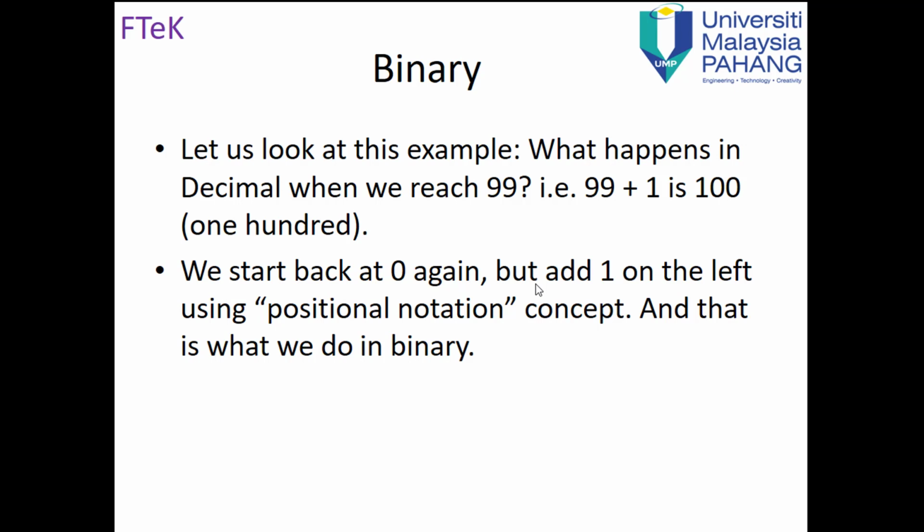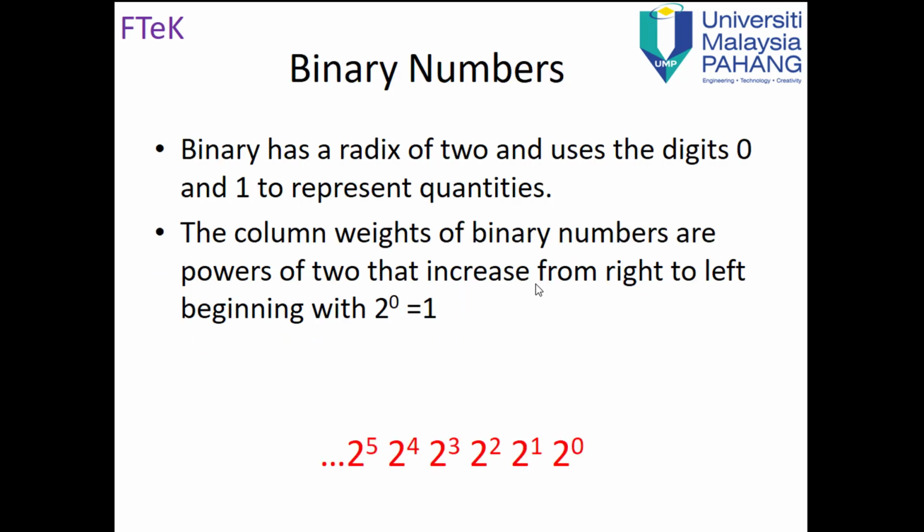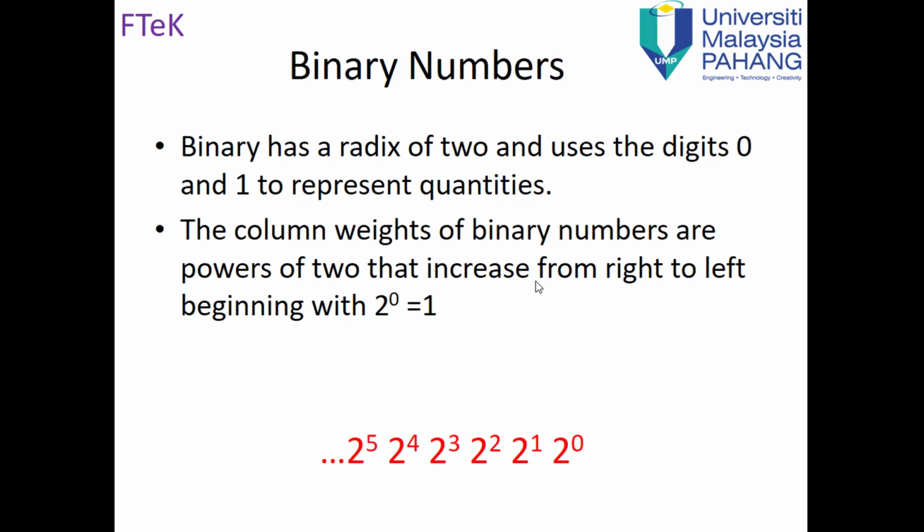But the difference in binary is that we don't have 10 digits like in decimal. We have only 2 digits, which are 0 and 1. After 0 comes 1. After 1, we move to the left position and put 0. Binary has a radix, or base, of 2, and it uses only the digits 0 and 1 to represent quantities. The column weights of binary numbers are powers of 2 that increase from right to left. As you see here, we have base 2, with positions 0, 1, 2, 3, 4, and 5.